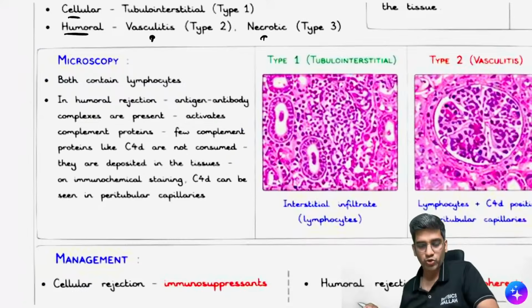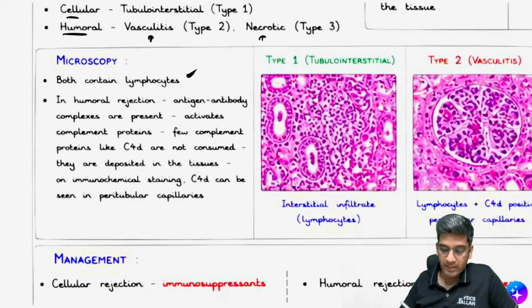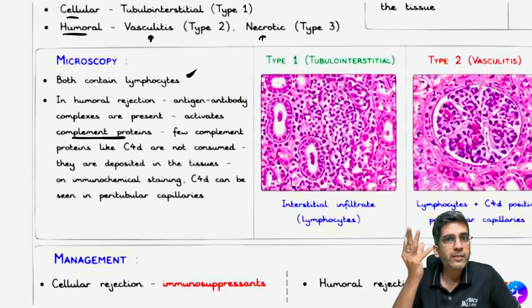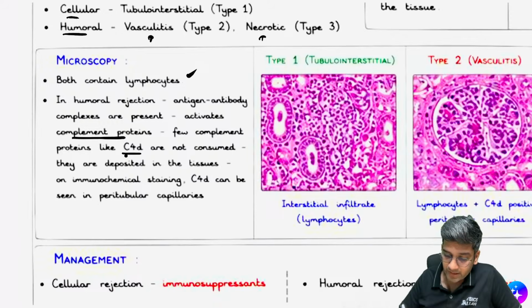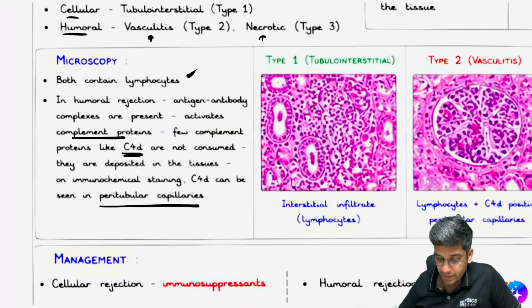So what I see in microscopy, both your cell mediated as well as your antibody mediated will have only one thing, lymphocytes. In humoral rejection, in addition to the lymphocytes, I'll also see complement proteins. I cannot see complement in microscopy, but I need a stain for it. The stain is C4d, which is very, very important. If C4d is present in the microscopy, especially in the peritubular capillaries, I know for a fact this is a humoral type of graft rejection, right?